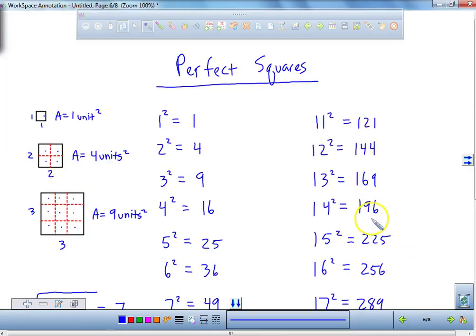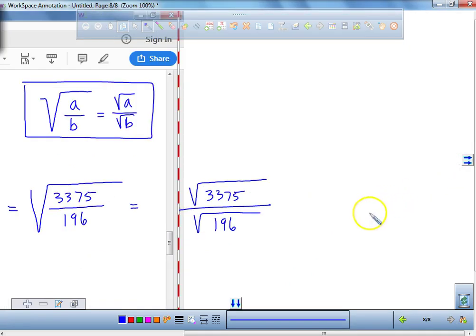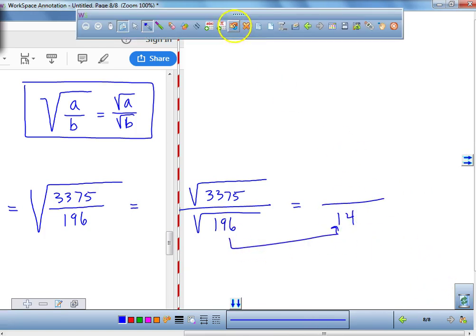What do you think the square root of 196 is equal to? 14. So right now, automatically, what is in this denominator? What is that equal to? That's equal to 14. So that becomes that. All right? So what's the only thing we have to simplify now?